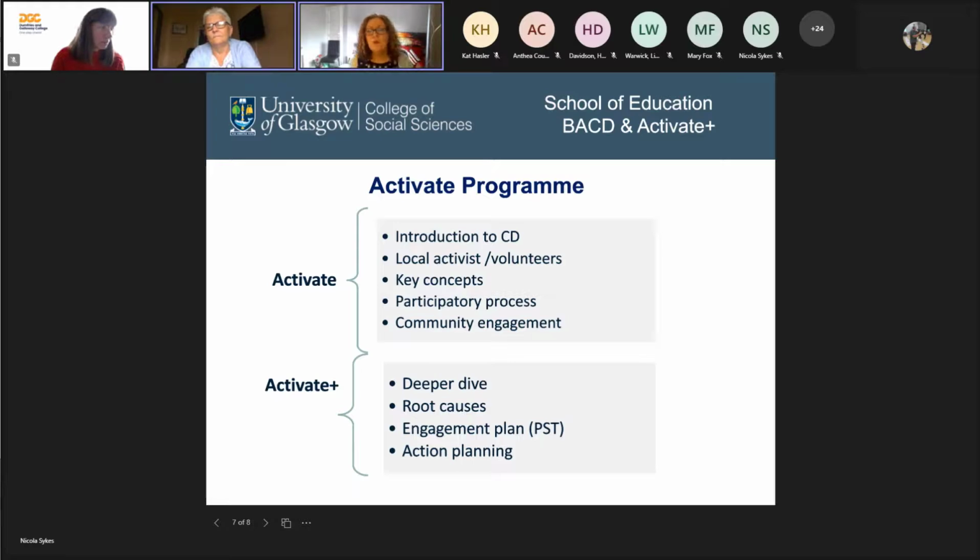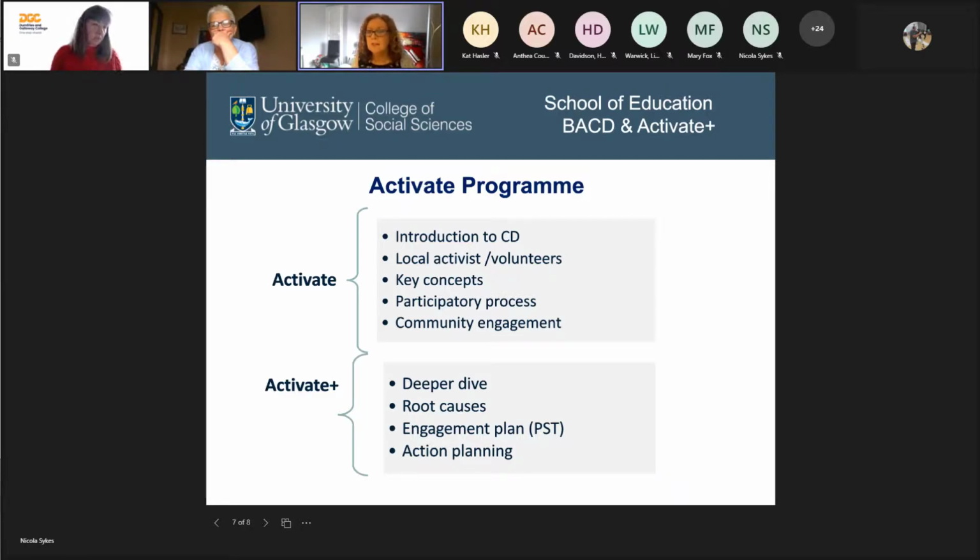As well as working with the students on the degree programme, we also work in communities in the Activate programme, and we're going to be taking this further through that. The Activate programme is an introduction to community development for local activists, people living and working in communities who haven't had the opportunity for formal education.